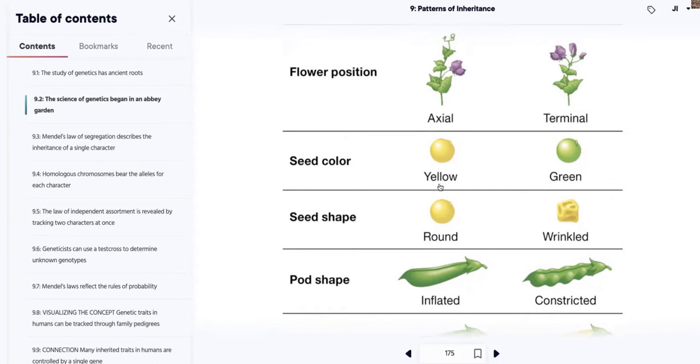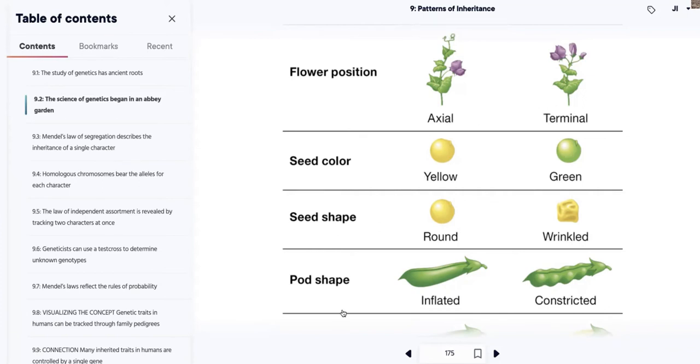I started off with round seeds and wrinkled seeds plants. I crossed them. All the F1 were round. Okay. Then when I crossed the F1 with other F1, I got a 3-to-1 ratio of plants that produced round seeds and plants that produced wrinkled seeds. Right. Flower position. I had plants with axial flower position, plants with terminal flower position, I crossed them, ended up with plants, they all had axial flower position in the F1, but then when I crossed the F1 with the F1, I got 3-to-1 axial to one terminal, right? 3 axial to 1 terminal.